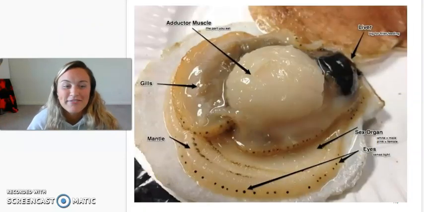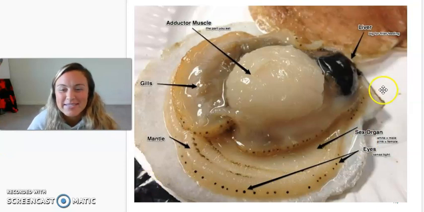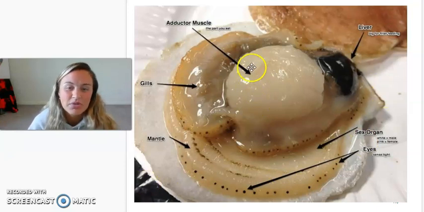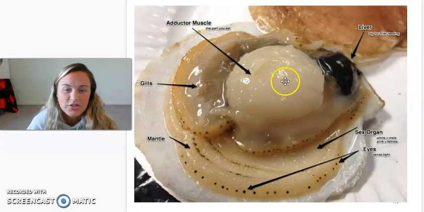All right, so here's a lovely picture of a scallop. So this is what a scallop looks like. We've got our adductor muscle, which is what is helping to keep the shell closed. We've got our gill structure here.